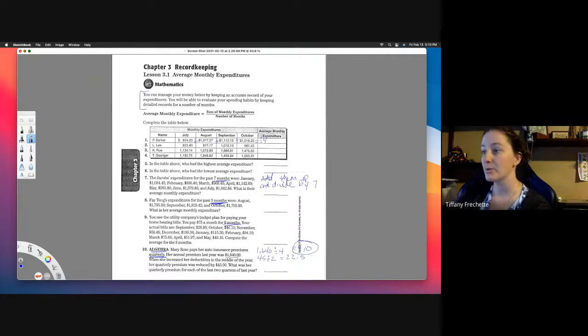And they want to know how much was her quarterly premium for those last 2 quarters. We're going to take what she normally pays and just subtract what it went down by. So we're just simply subtracting here, and that'll give you what she's going to be paying for those last 2 quarters. So I'll let you do that last bit of calculation there.